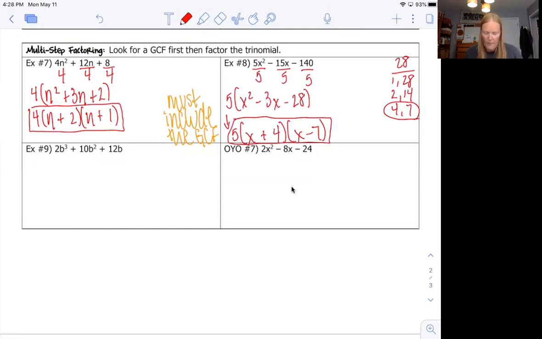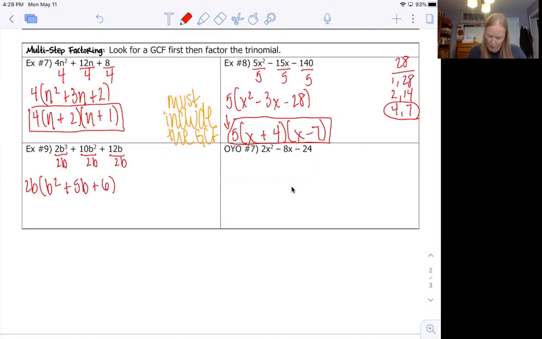Okay. All right, one more because it's just a little bit more difficult. GCF of number 9, 2 and a B. So this time I got to pull out a variable along with a number. So 2B. I get my 2B in the front, and I have left B squared plus 5B plus 6.